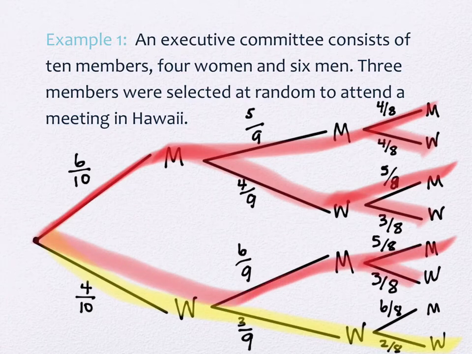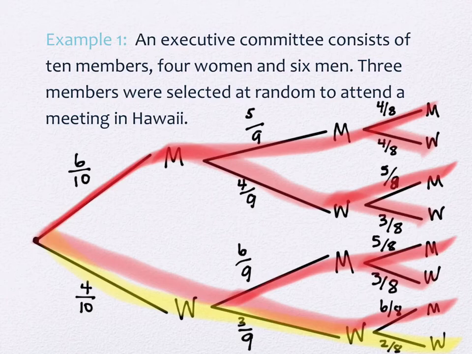So we should have highlighted the top branch and the second, the third and the fourth, the fifth and the sixth, and the seventh. We highlighted everything that we didn't highlight before, right? Everything else has at least one man that's going on the trip.